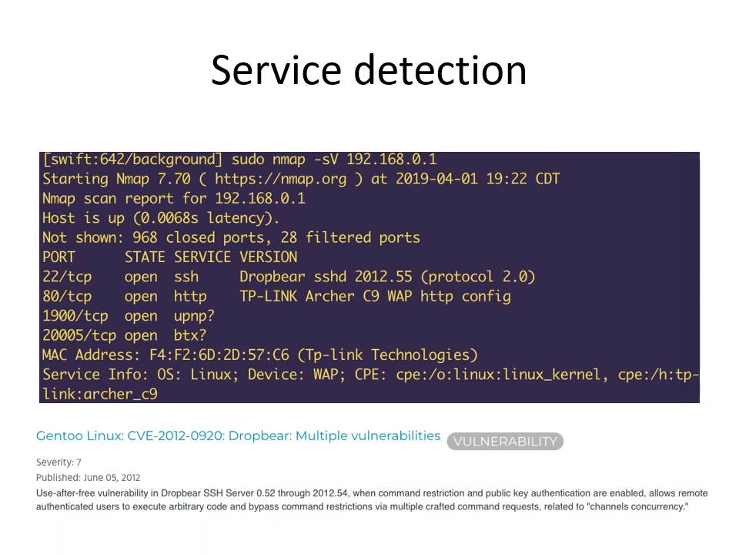So in this case, you can see from SSH, it's running Dropbear SSHD 2012.55 protocol version 2. It's running TP-Link Archer HTTP server. It can't figure out a version for UPnP and the last one. So what you can do then is say, well, now that I know what's running, let's use Google to figure out if there are any vulnerabilities.